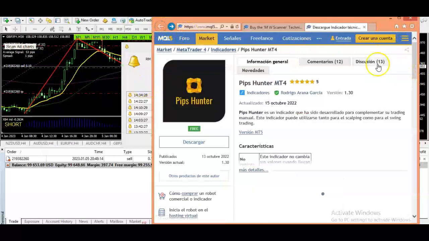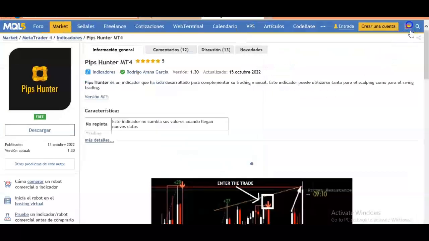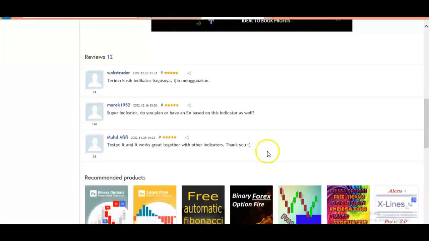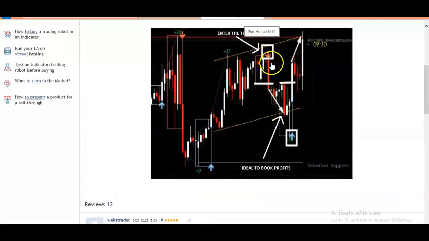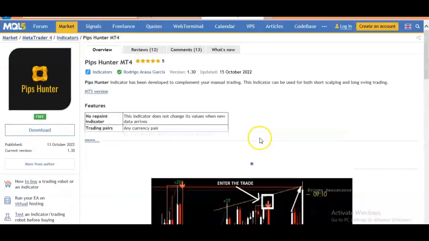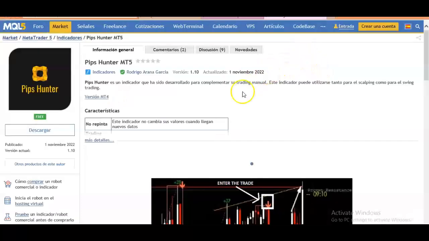Let's get some of the alerts here. Let's go back to English here. So every time there's a breakout and an arrow points down, you go in that direction. Very interesting indicator. I think it's an M5 version here, for the MT5 lovers. And it's free.